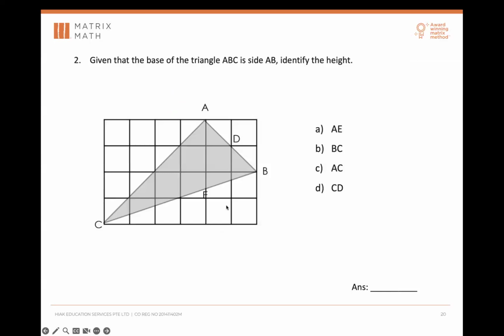Now let's look at question number 2. Given that the base of the triangle ABC is side AB, so this is the base of the triangle. Identify the height. The height will be AC, okay? So the height has to be perpendicular to the base. All these are square grids, so any diagonals will be 45. Diagonal 45, 45, this will be 90 degrees. So AC is the height of the triangle.